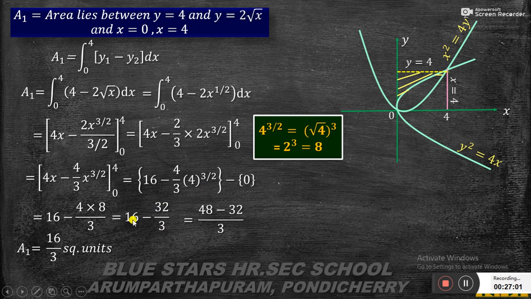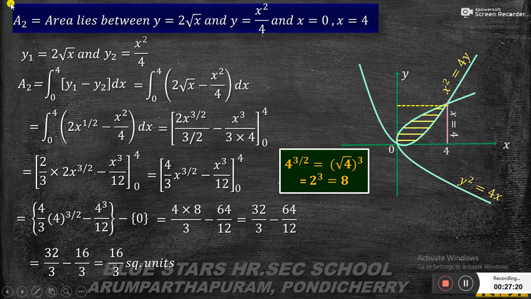So in the next step 16 into 3 is 48. 48 minus 32 by 3. So therefore 48 minus 32, that means 16 by 3 square units. This is the A1. A1 equal to 16 by 3 square units.